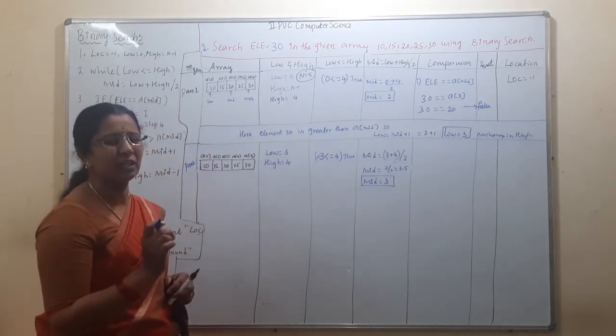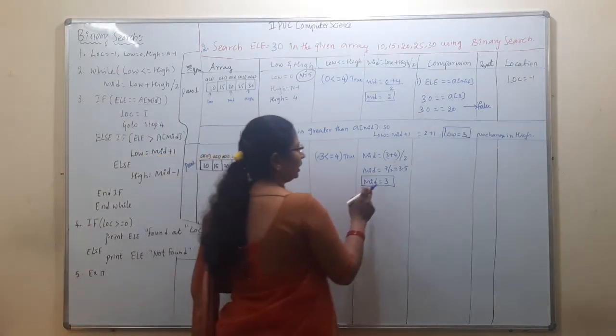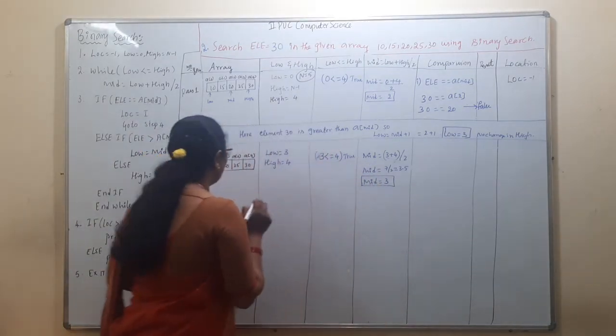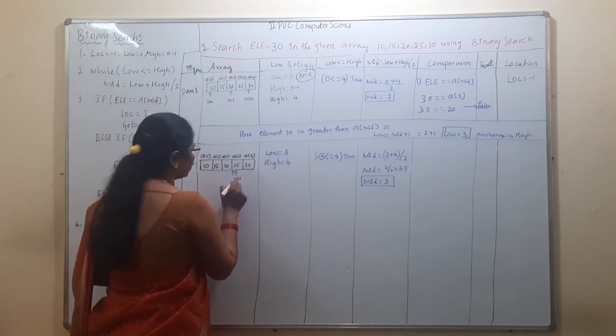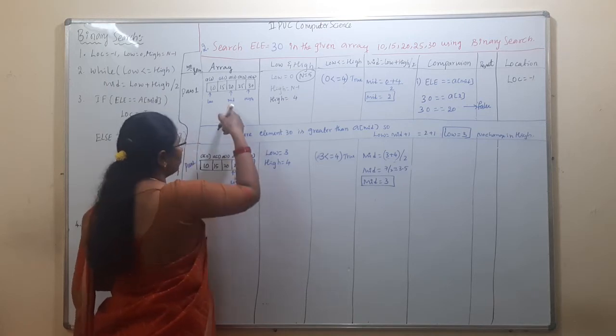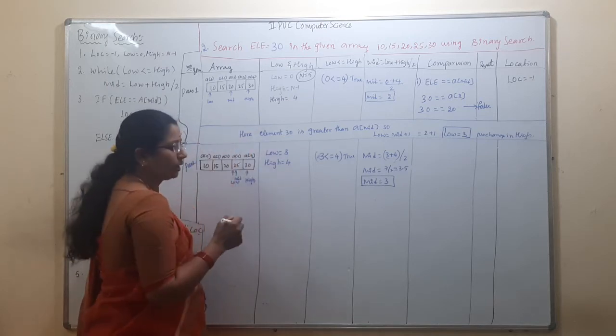It has only integer values. To take an integer value, we got the mid value. Mid value is 3 and the low value is also 3. And the high value is 4. Did you notice that there is a change in the pointers?